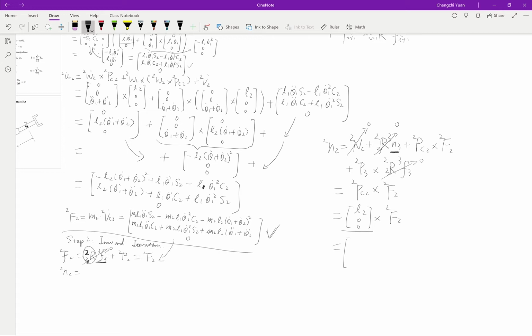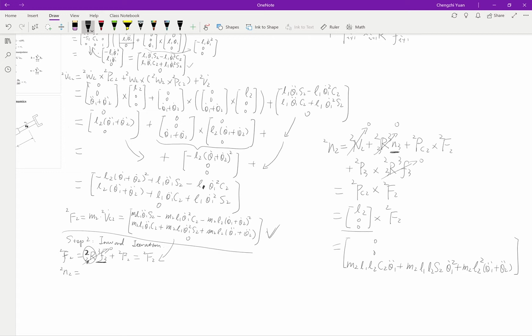Let me just give you the final results here. It will be equal to 0, 0, and M2 L1 L2 C2 theta 1 double dot plus M2 L1 L2 S2 theta 1 dot square, and then plus M2 L2 square times theta 1 double dot plus theta 2 double dot. Okay, good. So this is for the N_2^2.